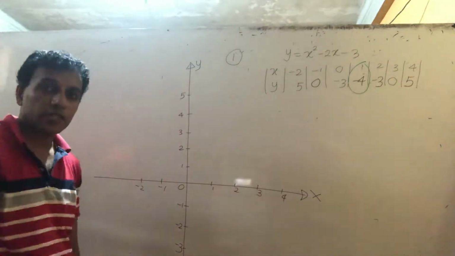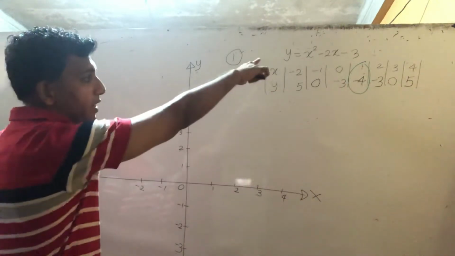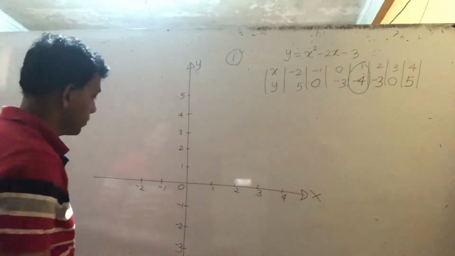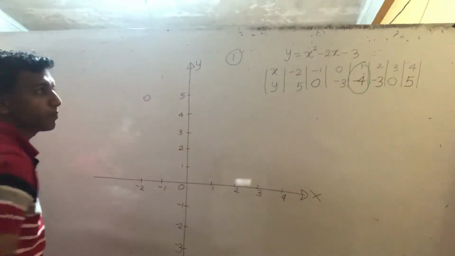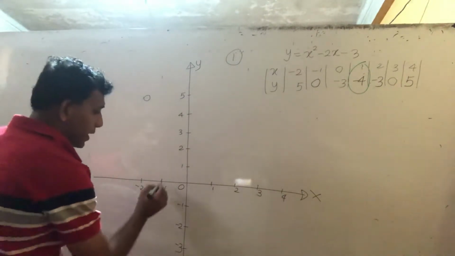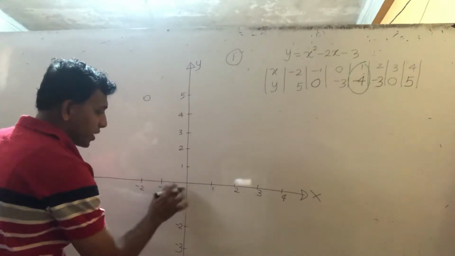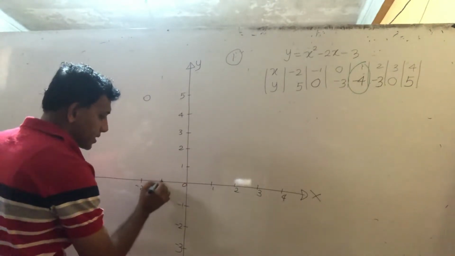Let me plot these points. X -2, y 5. X -1, y 0. What does y 0 mean? It is on the x-axis, x here.